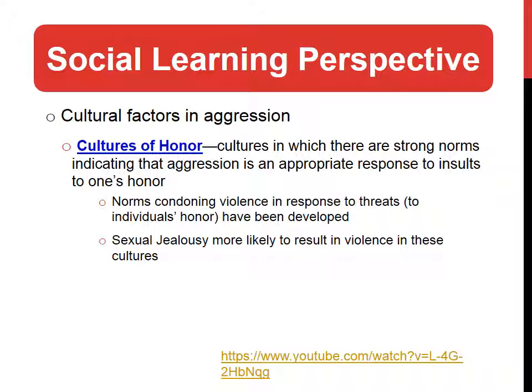Cultures of honor are cultures where people place a strong emphasis on maintaining a certain reputation and on not accepting improper conduct, or what is considered to be improper conduct, by others. Within these cultures, there are often very strong norms that indicate either directly or indirectly that aggressive behaviors are not just acceptable, but are also the appropriate and correct response when one's honor is insulted. As a result of this belief, there are social norms within these societies that indicate what responses are appropriate to insults or even perceived insults to one's honor. Within these cultures, sexual jealousy is also more likely to result in violence.